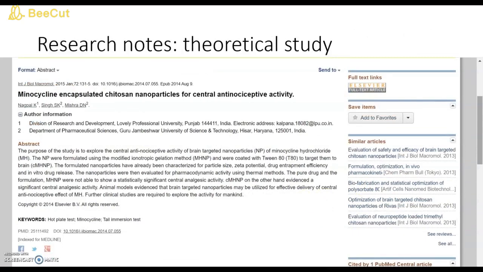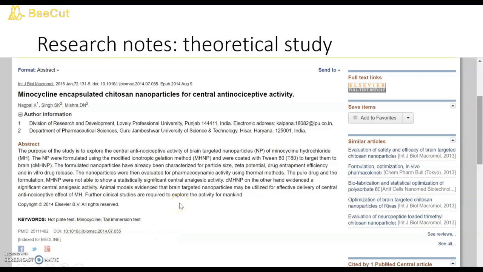The second type is research notes, or it is also called theoretical study. Okay, so I have quoted one example like minocycline encapsulated chitosan nanoparticles for central antinociceptive activity. This paper got published in International Journal of Biological Macromolecules in the year 2015 January session. Okay, so this is the DOI of this particular paper, and to check this one, the keywords that you can use are hot plate test, minocycline, tail immersion test, like that.